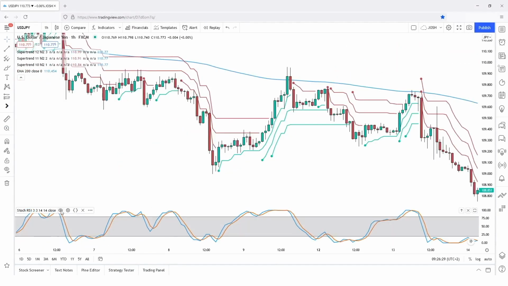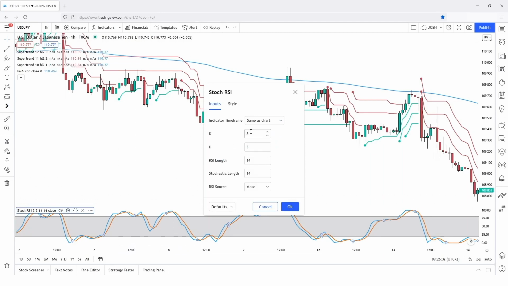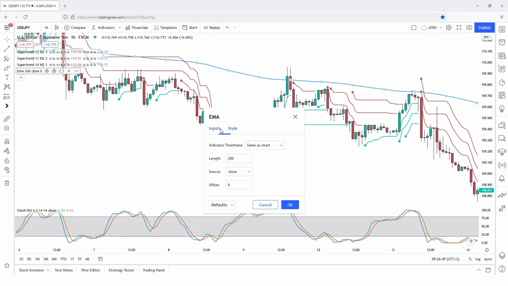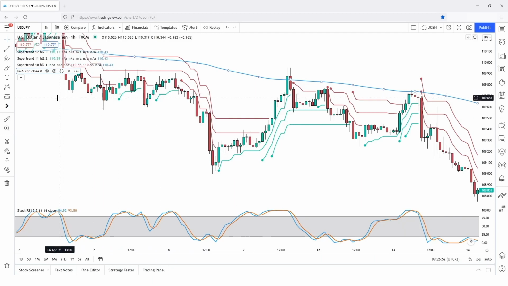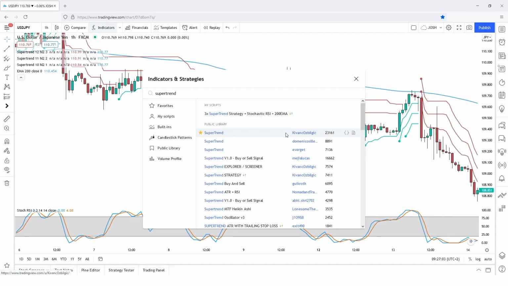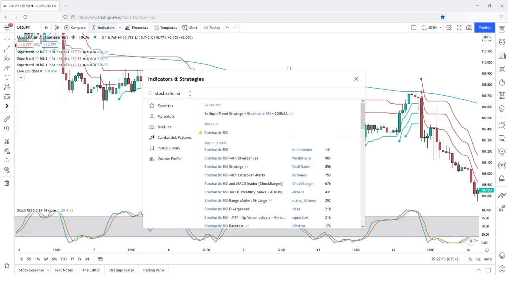For the Stochastic Rsi, we are using the default settings at 3, 3, 14 and 14. And when you go to style, make sure to have the upper band at 80 and the lower band at 20. Then we have an exponential moving average with a 200 period. For the final part, we have 3 Supertrend indicators, for which we can use the most popular Supertrend indicator on Tradingview, which is this one right here, and then just simply plot it on your charts 3 times. If you are new to Tradingview, this is also where you can simply search for the Stochastic Rsi as well as the exponential moving average.